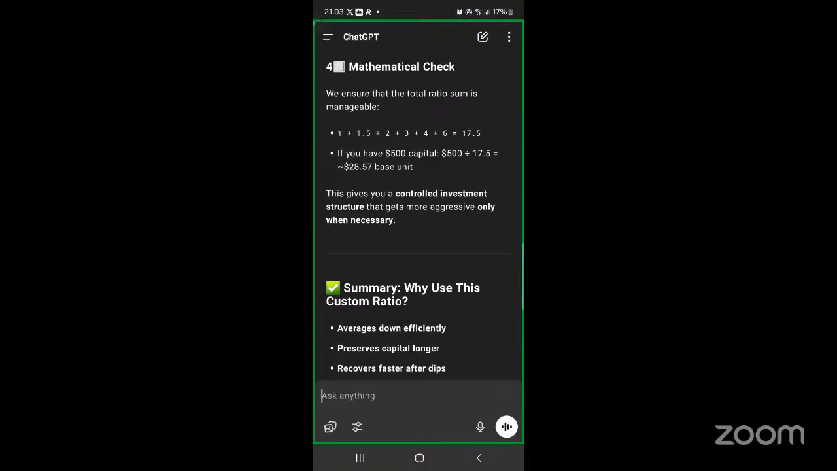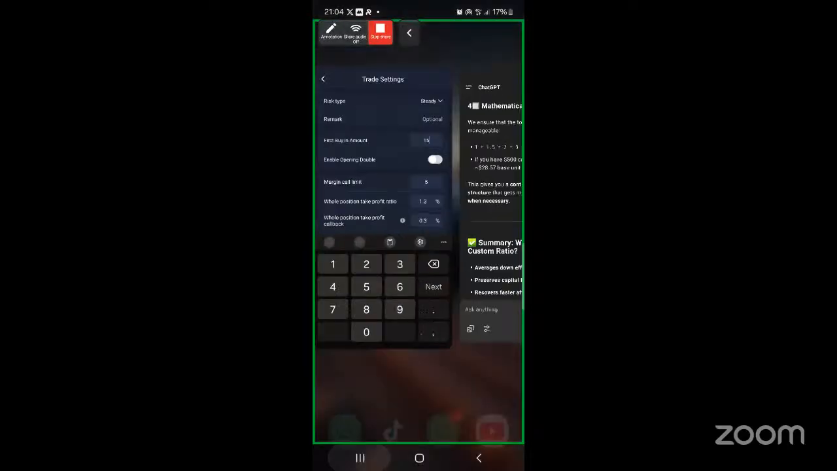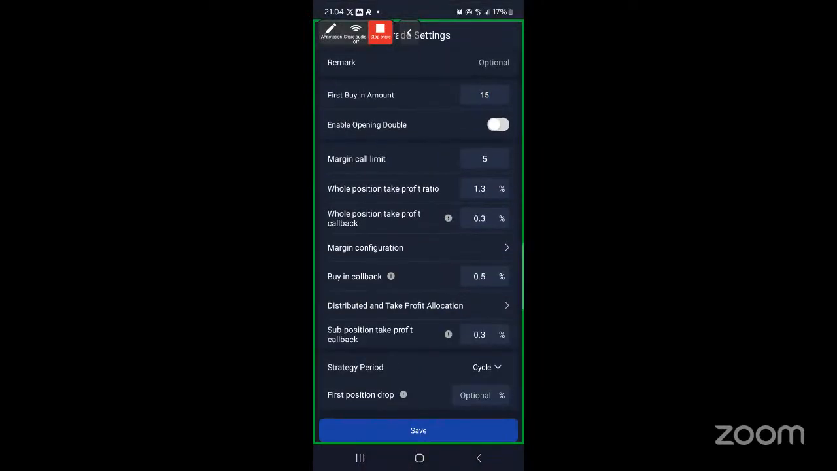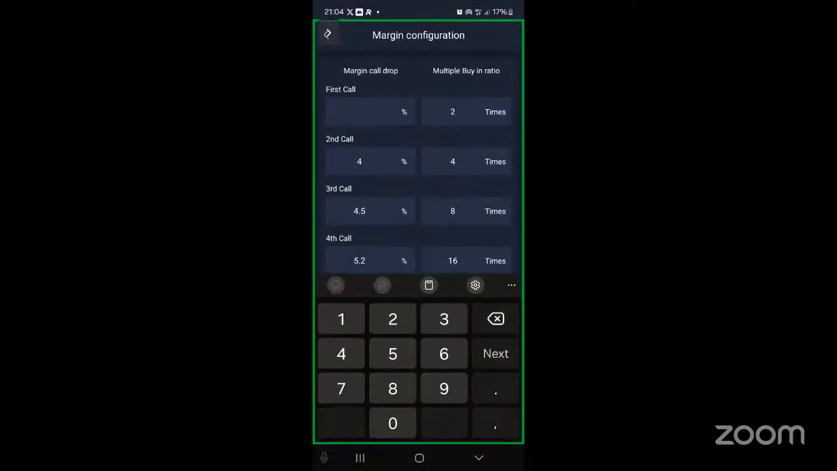The first one here is the first buying amount, 1. Then the second one, sorry, here we put 1, we put 2, we put 3, we put 4. Okay, we put 4 here, and then we put 6.